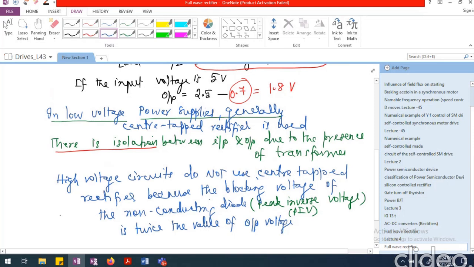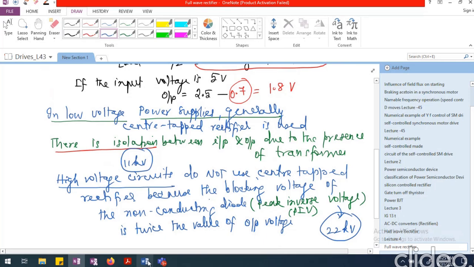So in high voltage circuits, especially let us say it is a 11 kV circuit or something like that, then we will require the output is 11 kV, then the peak inverse voltage will be as high as 22 kV. So 22 kV, it may be very difficult to get a diode, but 11 kV or 5.5 kV may be available. So we have to connect multiple number of them in series, which becomes very, very complex. The circuit becomes complex. That is the reason why generally we never use center tap rectifier in high voltage circuits.